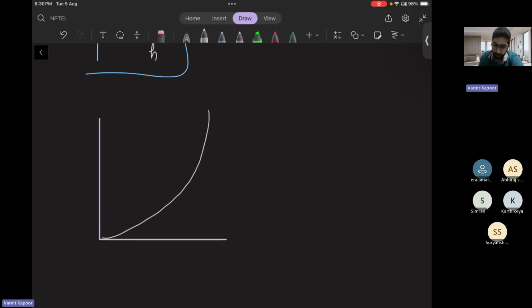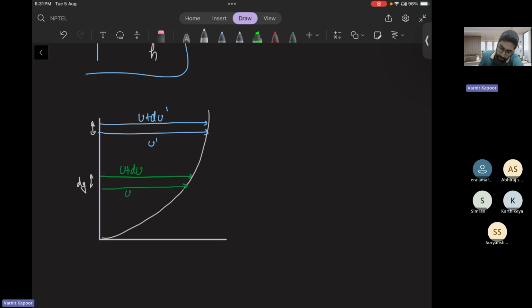So this is your velocity profile distribution. Suppose that your first layer is u, and this is u plus du. Whereas this is u dash, and this is u dash and u plus du dash. Both have the same thickness dy.